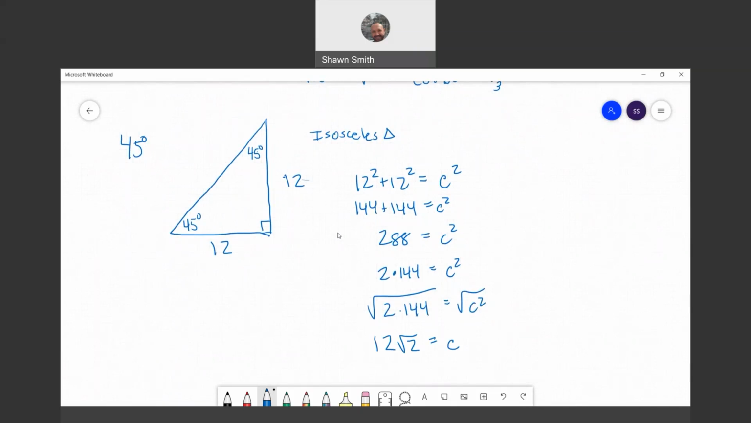Now we just build our trig functions. Sine of 45 degrees. You can look at either one of them, right? It doesn't matter. Let's go from this one. Opposite is 12 over hypotenuse, 12 square roots of 2. 12's cancel, leaving 1 over the square root of 2. And if we rationalize it, we get square root of 2 over 2.